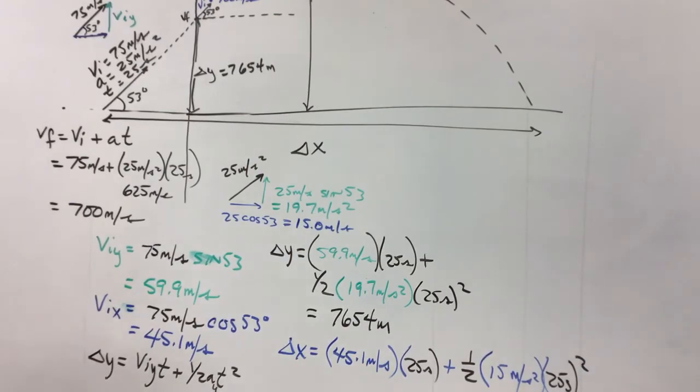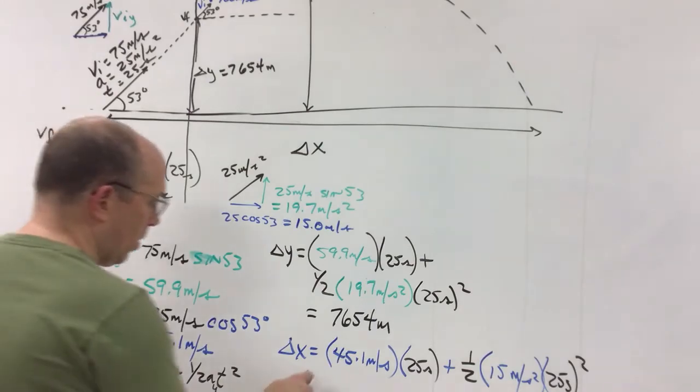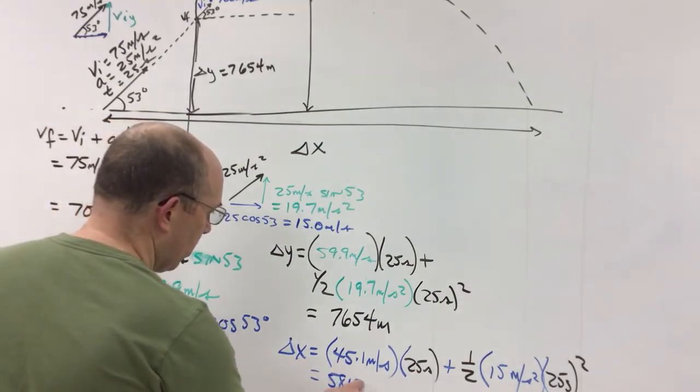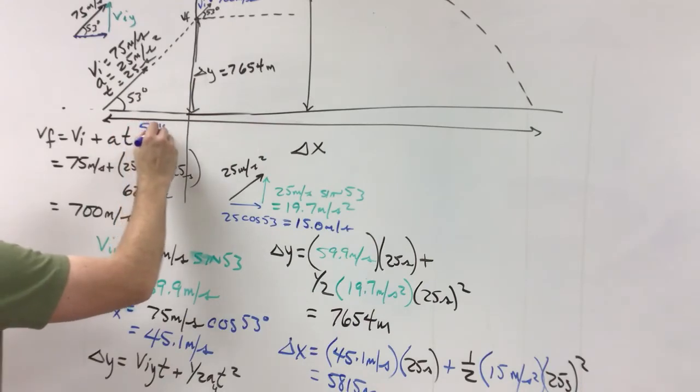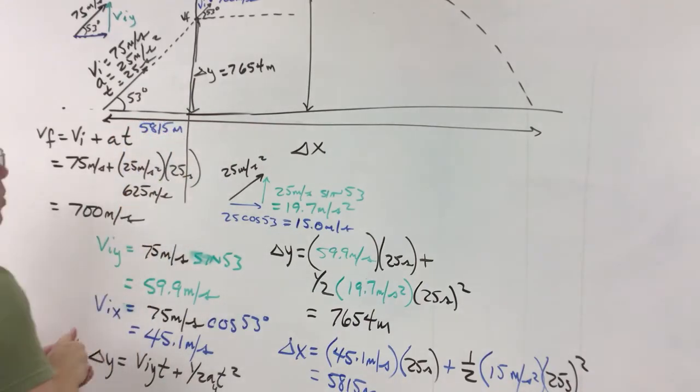I get 5815 meters. Okay, so this distance here is 5815, and this distance here is 7654. All right, all that just to find the first 25 seconds.